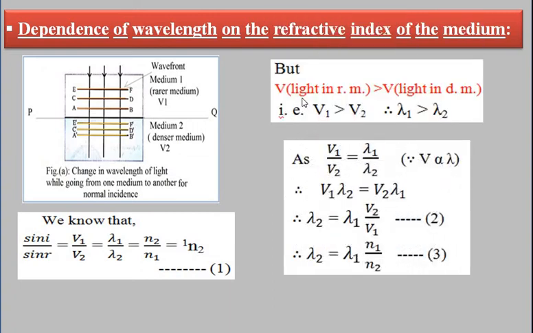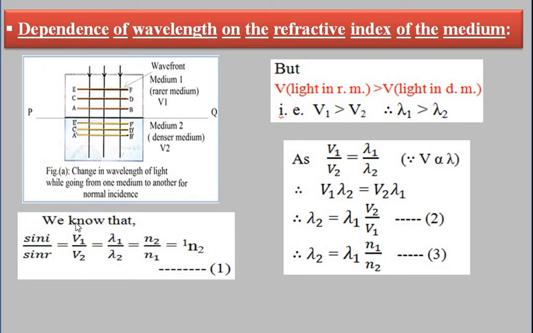We have proved in Huygens wave theory of light that the velocity of light in a rarer medium is greater than the velocity of light in a denser medium, that is v1 greater than v2, because v1 is the velocity of light in a rarer medium and v2 is the velocity of light in a denser medium. Therefore, as v1 upon v2 is equal to lambda 1 upon lambda 2, and v1 is greater than v2, lambda 1 is greater than lambda 2.